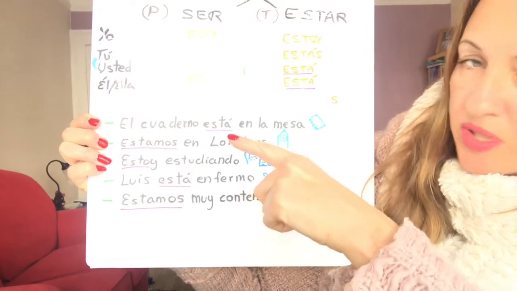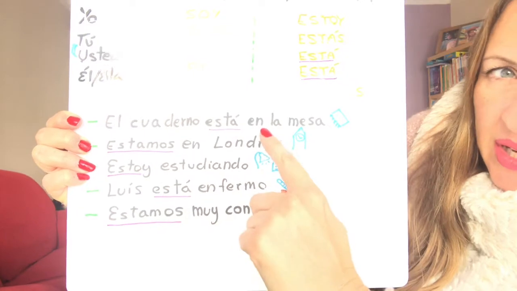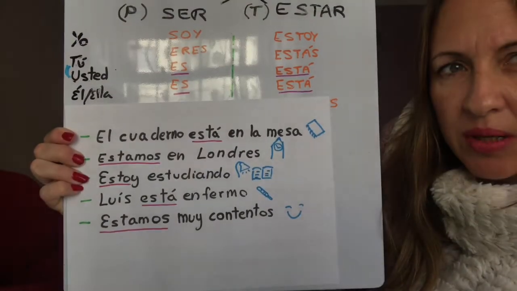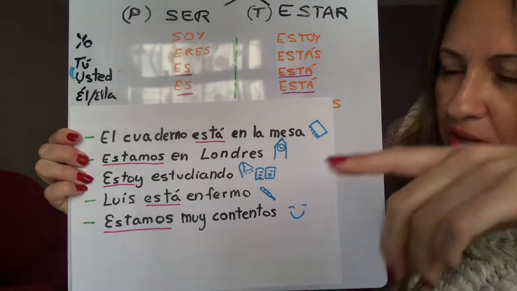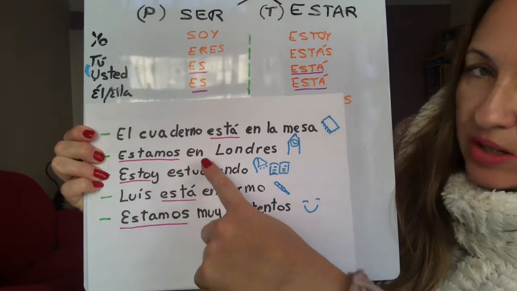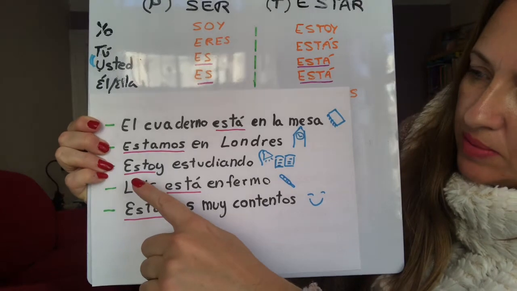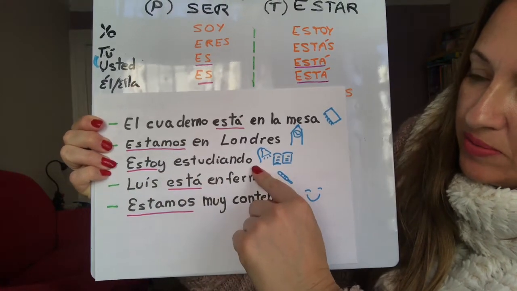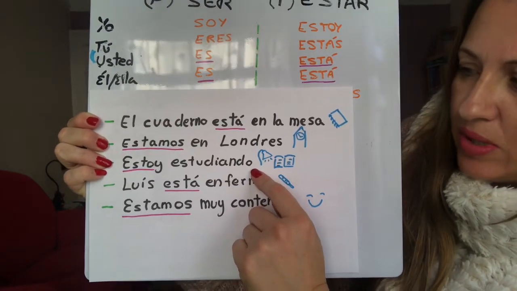the position of where the object is. El cuaderno está en la mesa. Estamos en Londres, we're in London. Estoy estudiando. I am studying, that would be the action. That can change easily as well.